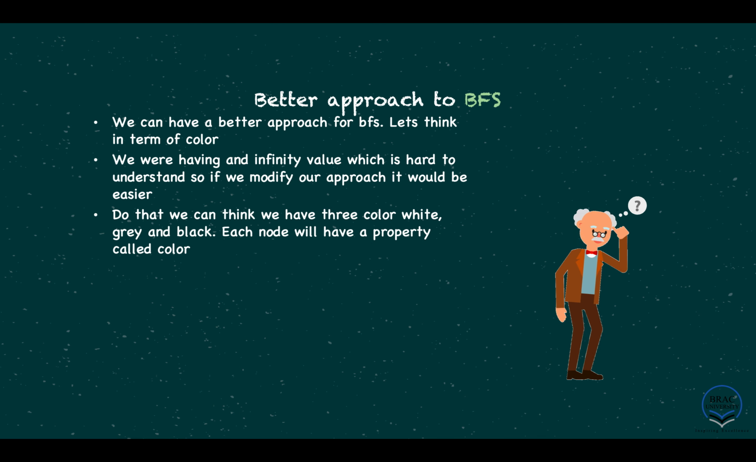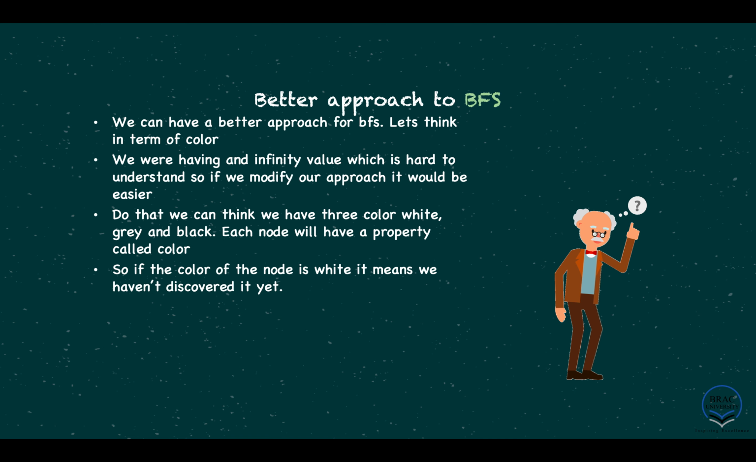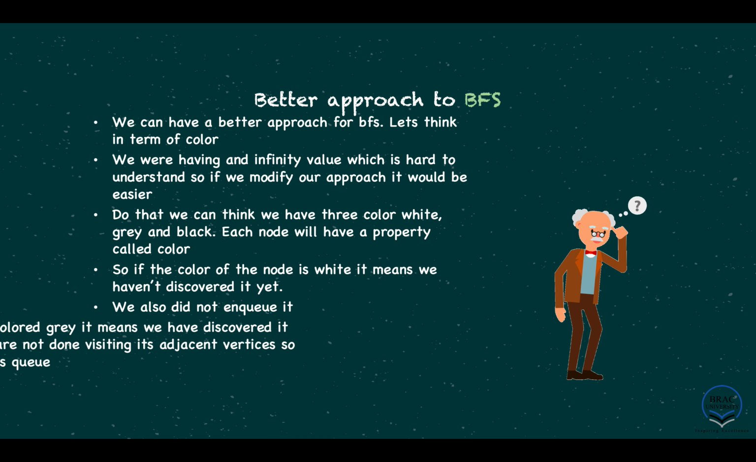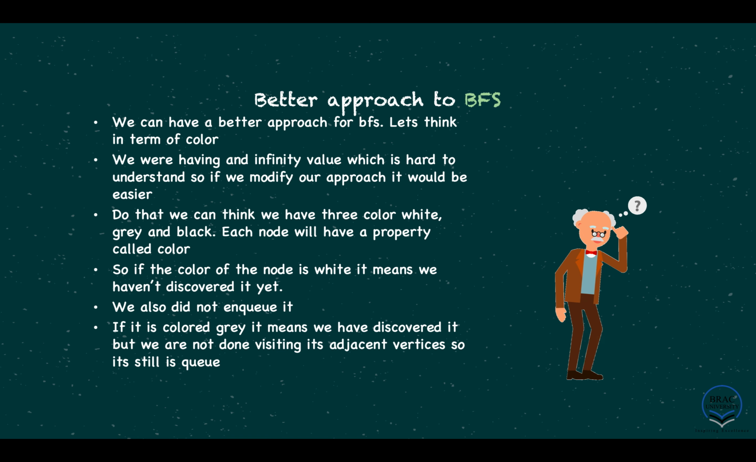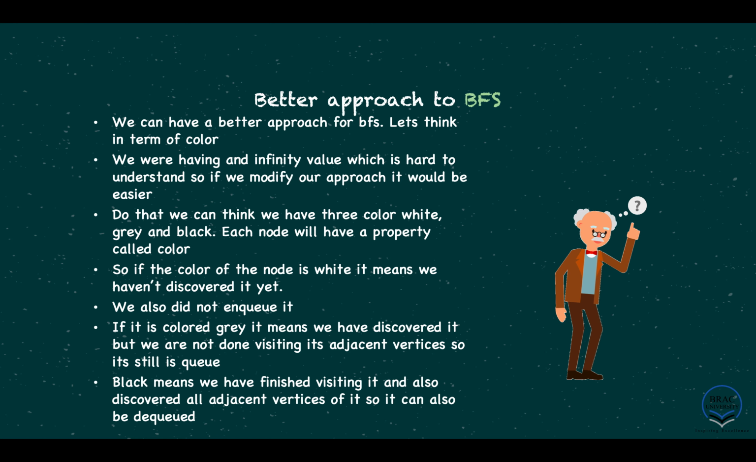To do that, we can think we have three colors: white, gray and black. Each node has a property called color. If the color of the node is white, it means we haven't discovered it yet. We also did not enqueue it. If it is colored gray, it means we have already discovered it, but we are not done visiting its adjacent vertices, so it is still on the queue. Black means we have finished visiting it and also discovered all adjacent vertices of it, so it can also be dequeued.